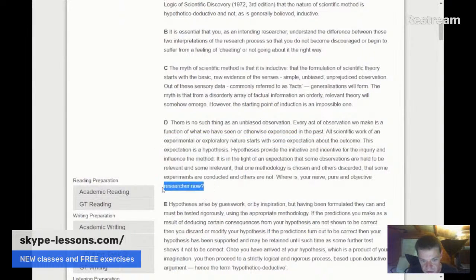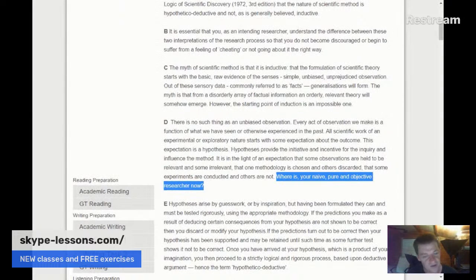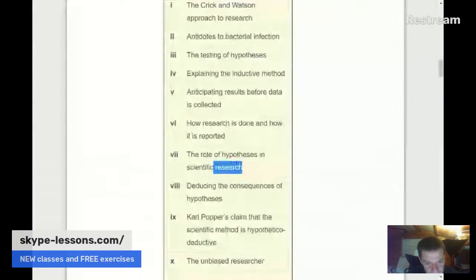And that's why we mention a researcher in the last rhetorical question. It's a rhetorical question, that last part, and it's just making the point that there is no such thing as an unbiased researcher. So let's go for the one which has research in it, about scientific research and the role of the hypotheses in scientific research. Let's choose 7 for D, yeah?